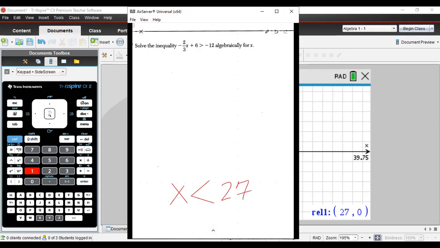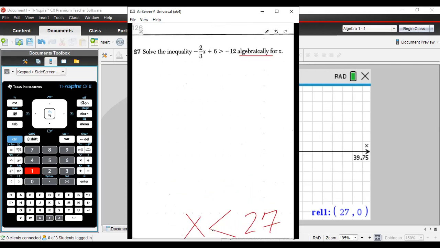If you just write the answer, you will get 1 point. In order to get full credit, you have to do it algebraically. So let's do that. All right, so I'm going to write it: negative 2/3 x plus 6 is greater than negative 12. So I'm going to move the 6 over here.